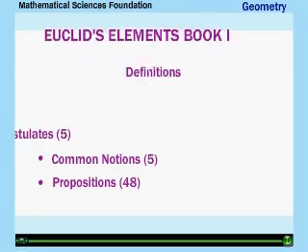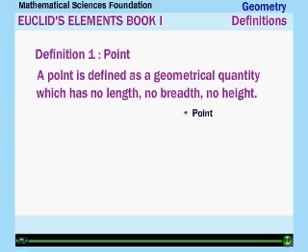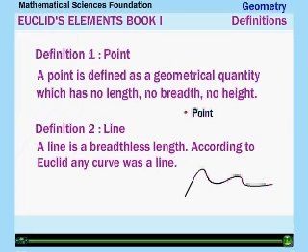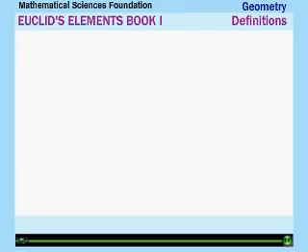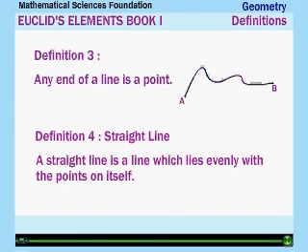The first definition given in Euclid's Elements Book 1 is that of a point. A point is defined as a geometrical quantity which has no length, no breadth, and no height. Definition 2 defines a line. For Euclid, any curve was a line. Definition 3 tells you that any endpoint of a line is always a point. The fourth definition characterizes straight lines amongst all lines.